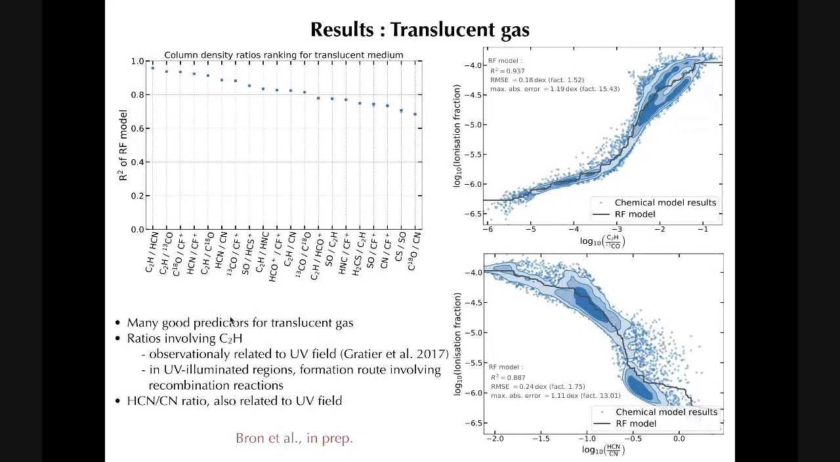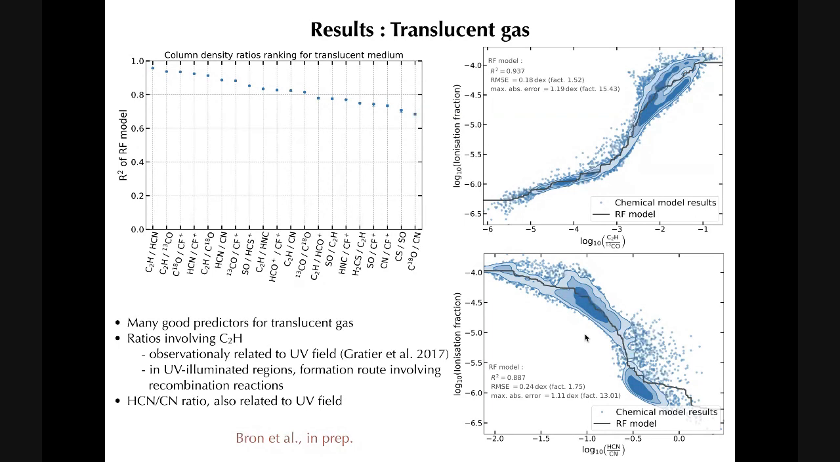First, for instance, here are the results for translucent gas conditions. The first striking point is that we find a lot of tracers that give very good prediction for the ionization fraction. We see here the R-square is higher than 0.9, so more than 90% of the variance is accounted for by just one predictor. Here we used ratios of observable quantities to get rid of some geometrical effects. And you see here, for instance, the kind of relationships that we get on the right side between some of the best tracers that we have found.